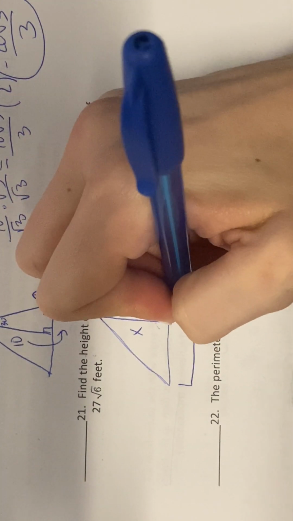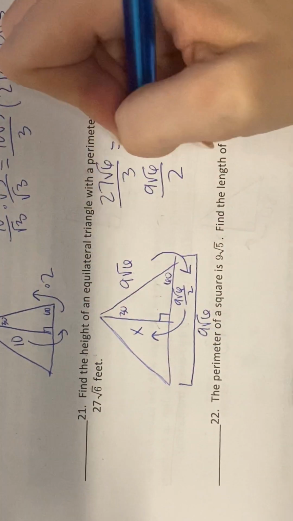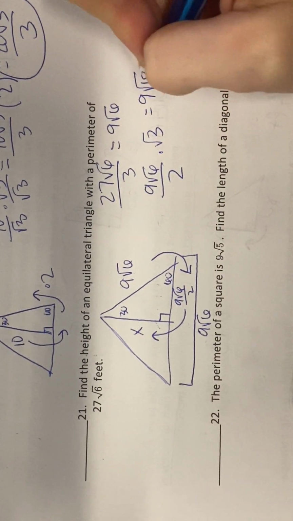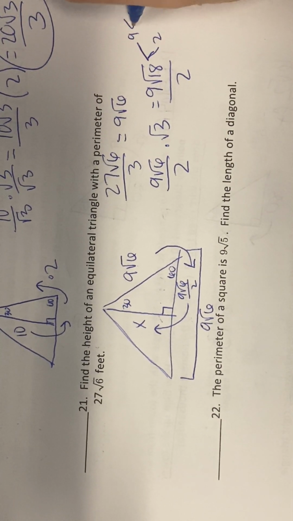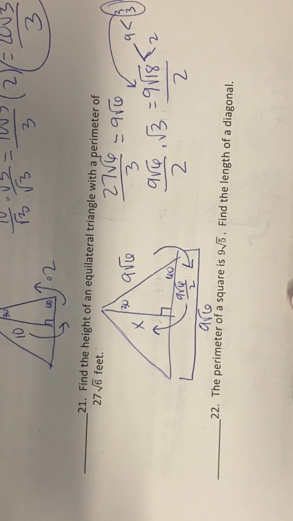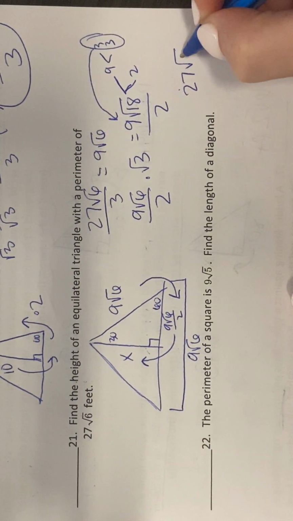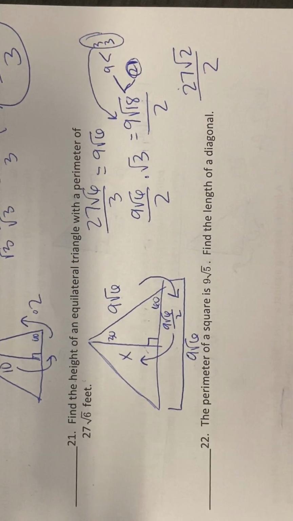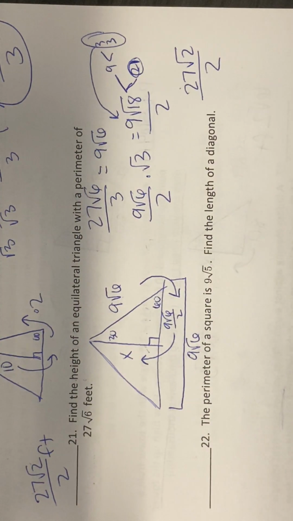Now, to go from short side to long side, we are going to multiply by root 3. So we are going to get 9 root 18 over 2. Now we can break down 18 to 9 and 2, which means 3 and 3, which means these twins are now going to go out here with 9. So we are going to get 9 times 3 is 27 root 2, because that's what's left, over 2. 27 root 2 over 2 feet.